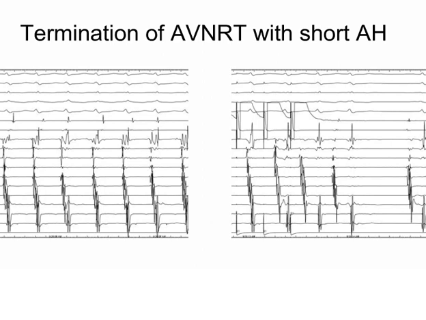So that's one thing you can do, pace just below Wenckebach cycle length, just below the tachycardia, and try to get it to terminate and see whether it terminates with the short AH or continues with the long one.